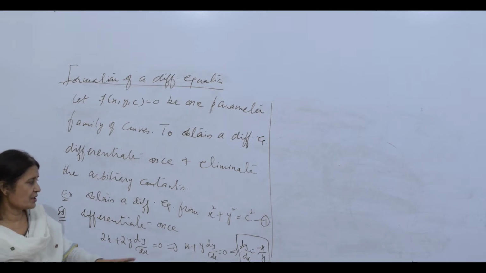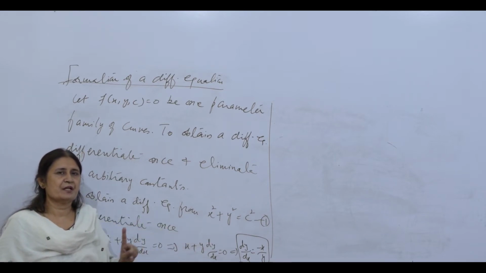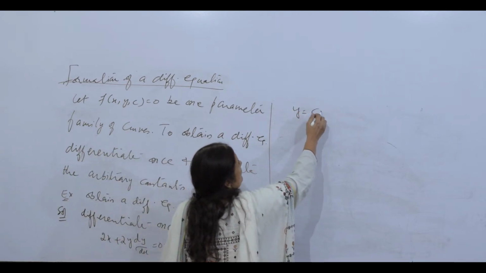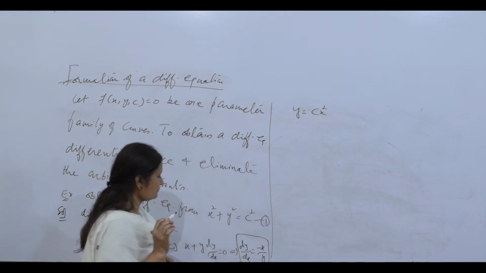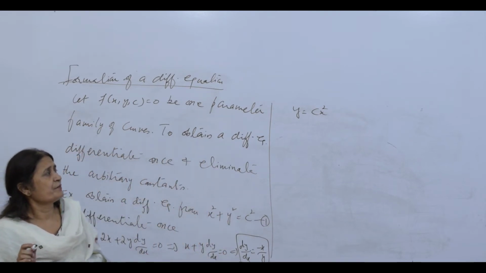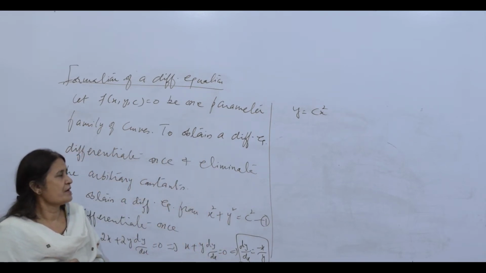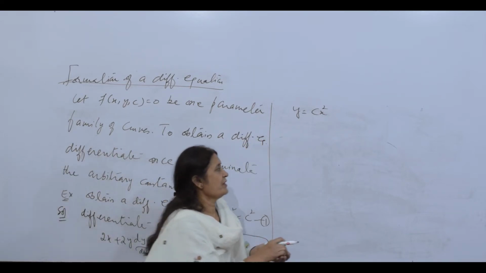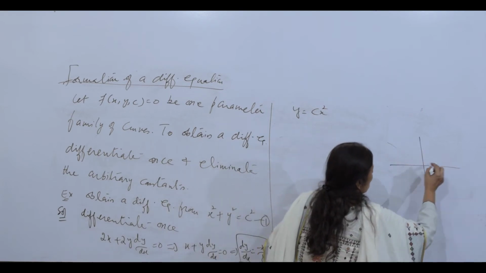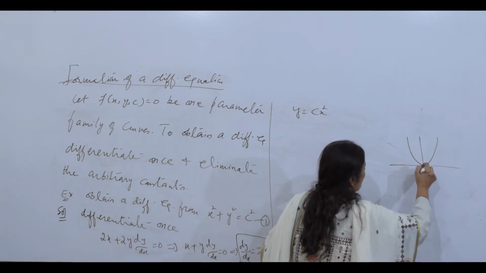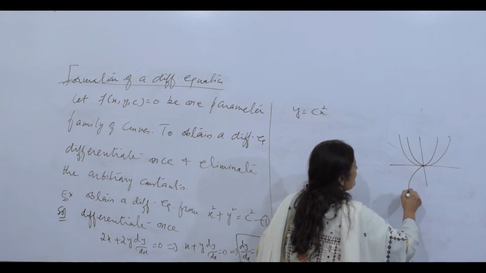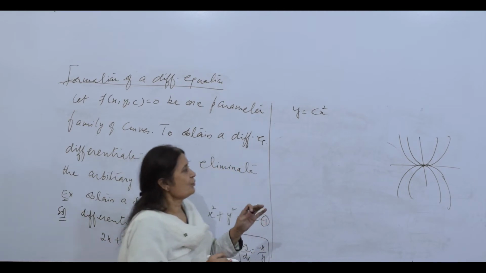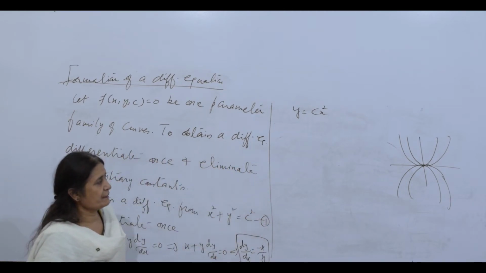So if an equation involves one parameter, you get a first order differential equation. Let me take y equals c x squared, for example. This is a parabola. Quadratic equations are parabolas. If c is positive, the parabola faces upward. If c is negative, the parabola faces downward. So you are getting a family of parabolas.